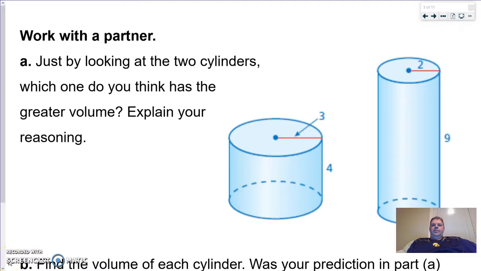As you look at these 2 cylinders, ironically, they have the same amount of volume. We will come up with a formula very shortly that is pi times r, which is the radius, squared times the height. So in this one, we would take 3 times 3, which is 9, times 4, which would give us 36 times pi. In this one, we would have 2 times 2, which is 4, times 9, which would also give us 36 pi. So these 2 cylinders have the same volume.